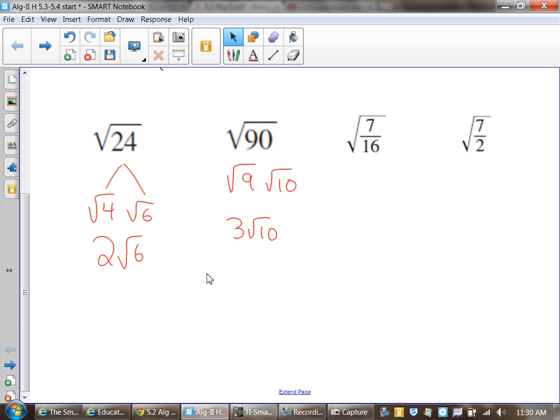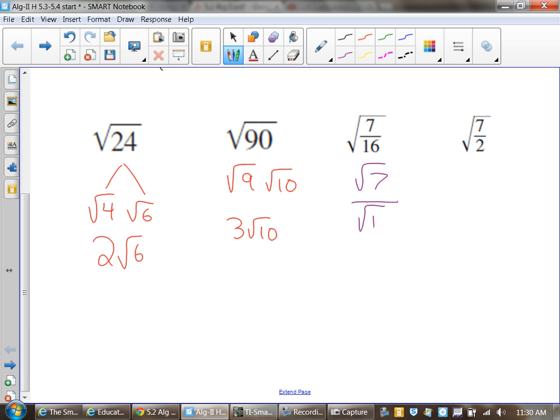Now the tricky part comes in when you have the division stuff. When you have fractional roots. Now the first example I have here is square root of 7 over 16. Do you remember what you do when you have fraction square roots? Basically, you split them up, you get the square root of 7 over the square root of 16. Can you simplify either one of those? Yeah. What's the square root of 16? 4 times 4. So I get the square root of 7 over 4. And I'm fine because my radical is gone from the denominator. You do not want radicals in your denominator. It's bad. Okay?